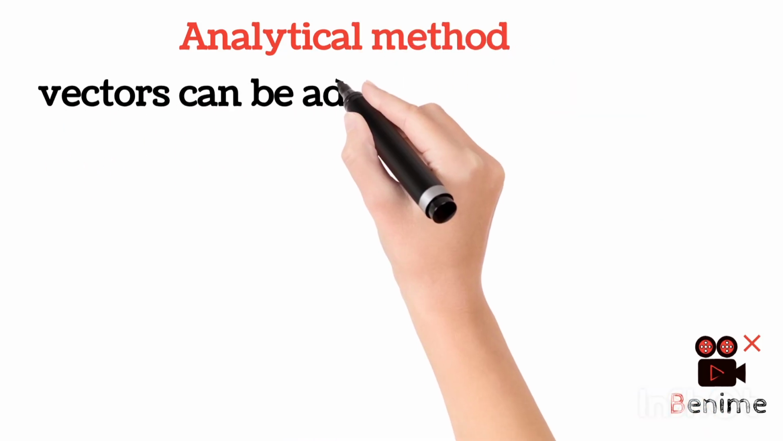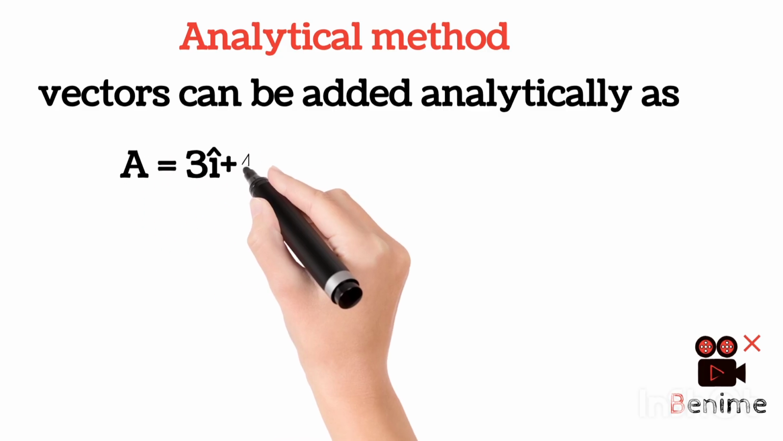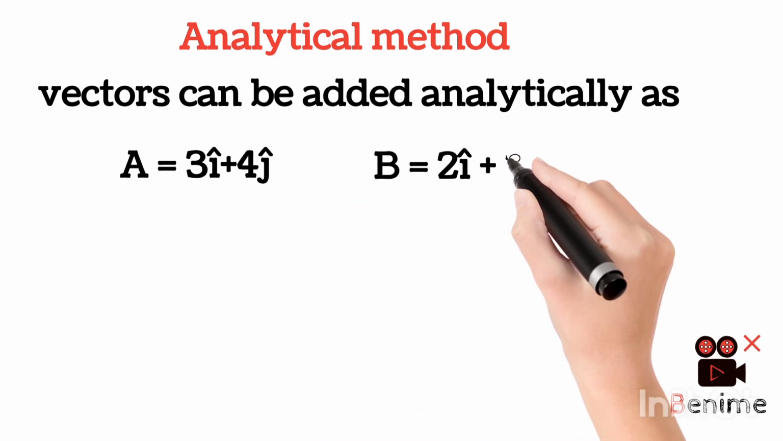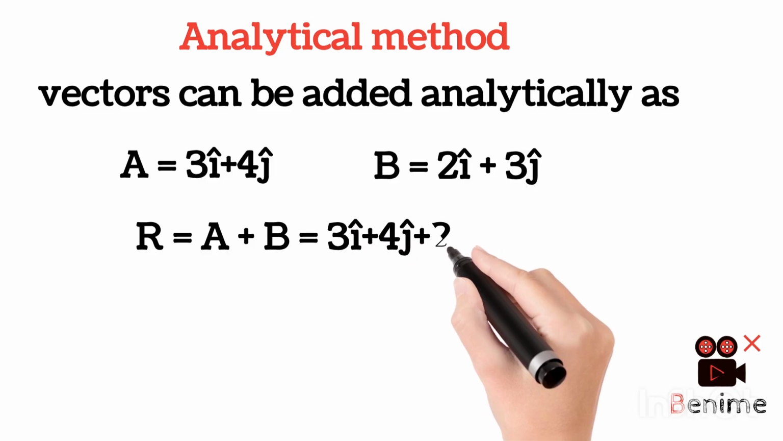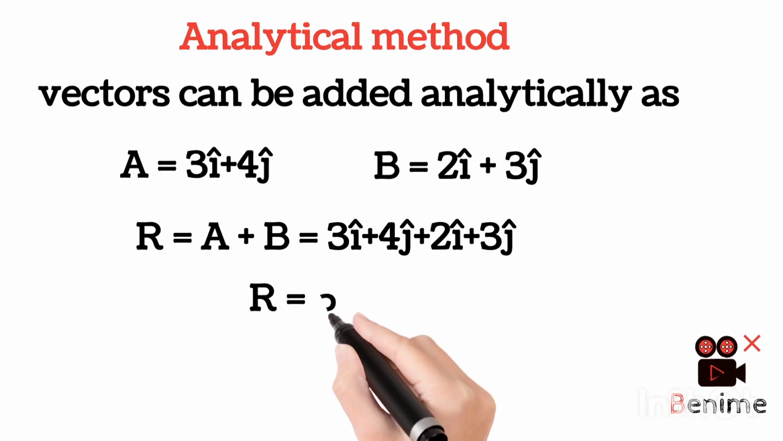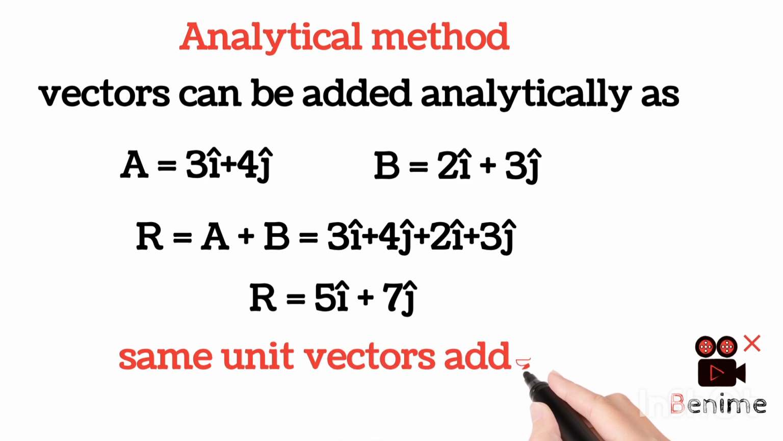Vectors can be added analytically, where 2 components of one vector are added algebraically with the other vector's components, but only those components are added with each other whose unit vectors are the same. Like i unit vector will be added with i unit vector.